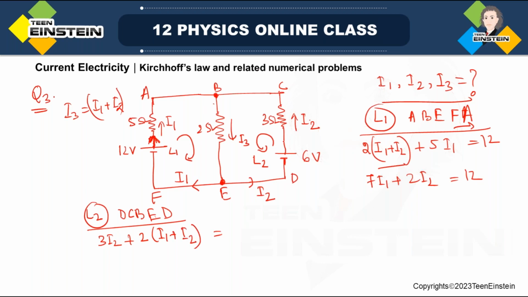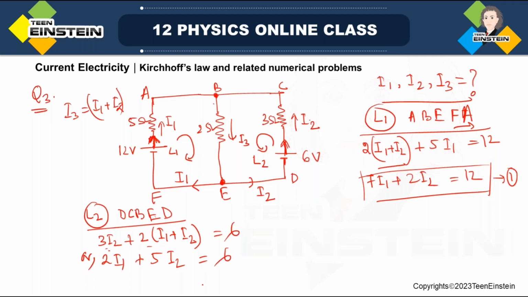Then what is the battery terminal? See, from the battery terminal, current is flowing out from the positive terminal. So I'll take 6 volt itself. So this equation I can name as equation number 1, and this simplifying. See, this is 2 and this is 2. So 3, 2. So 2I1 plus 5I2 is equal to 6.